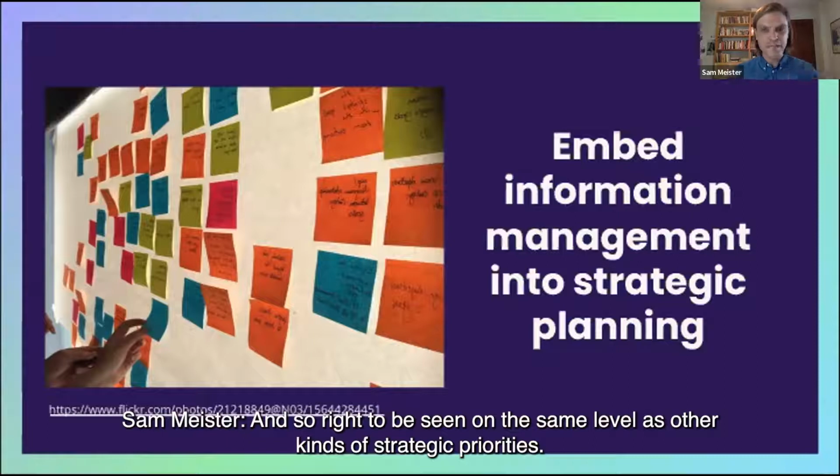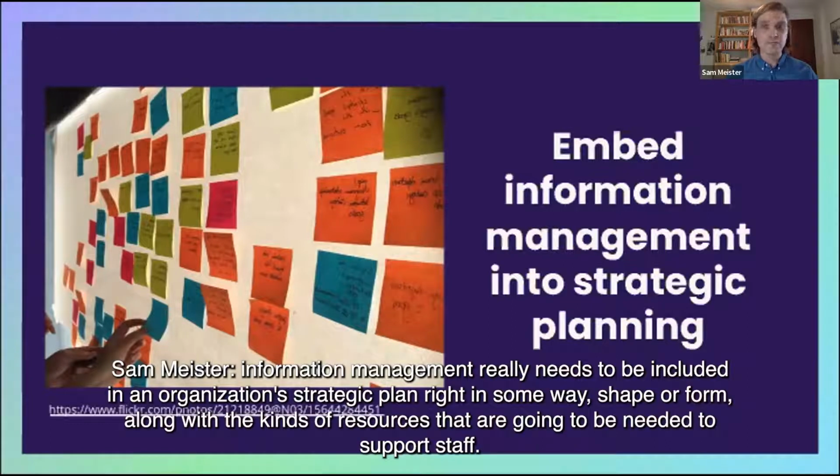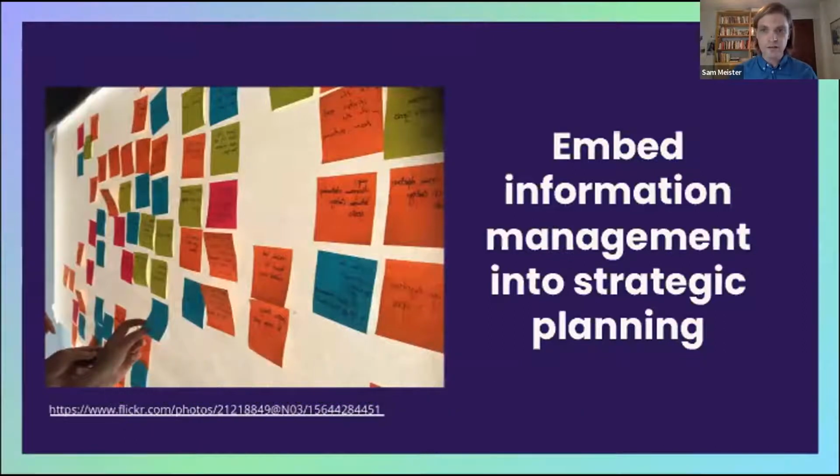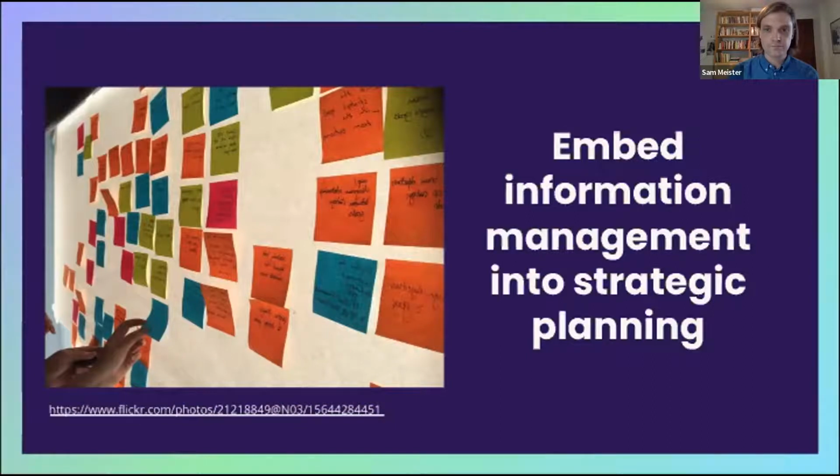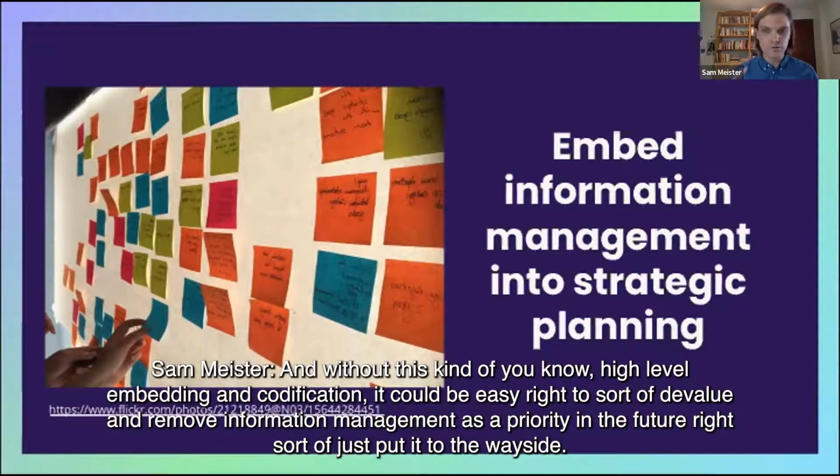And so to be seen on the same level as other kinds of strategic priorities, information management really needs to be included in an organization's strategic plan, in some way, shape, or form, along with the kinds of resources that are going to be needed to support staff at all levels, and transitioning to maybe new kinds of approaches or methods or tools that all eventually result in valuable information being organized, managed, and maintained over time. Without this kind of high level embedding and codification, it could be easy to devalue and remove information management as a priority in the future, to just put it to the wayside.